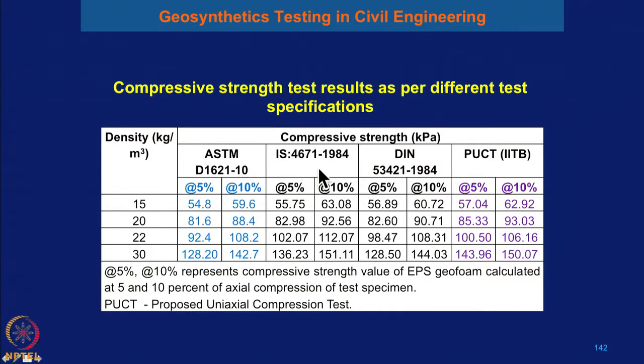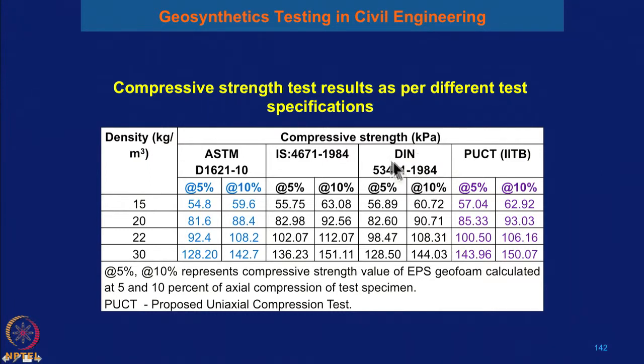So, this is IS 4671-1984, also calculating the compressive strength in kilopascal at a strain of 5%. This is 55.75, 82.98, 102.07, 136.23, and for 10% this is 63.08, 92.56 for a density of 20 kg per meter cube, 112.07 for a density of 22 kg per meter cube, and 151.11 for a density of 30.